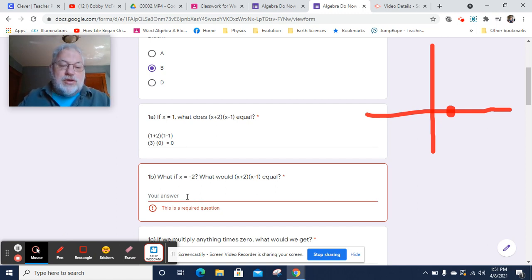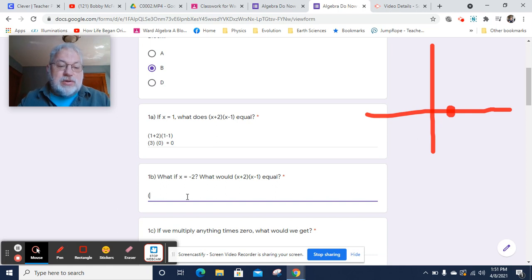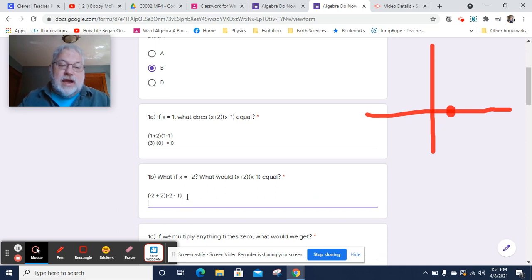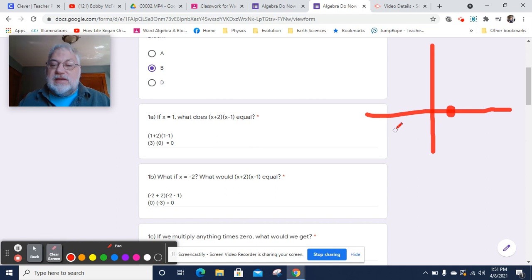So if x was negative 2, we replace x with negative 2. So instead of x plus 2, it becomes negative 2 plus 2. And the other x becomes negative 2 as well, negative 2 minus 1. It's nice to know that negative 2 minus 1 is negative 3, but really all that matters here is that negative 2 plus positive 2 is 0. So you get 0 times negative 3, and that's just going to be 0, because it doesn't matter what you multiply times 0. You're just going to get 0.